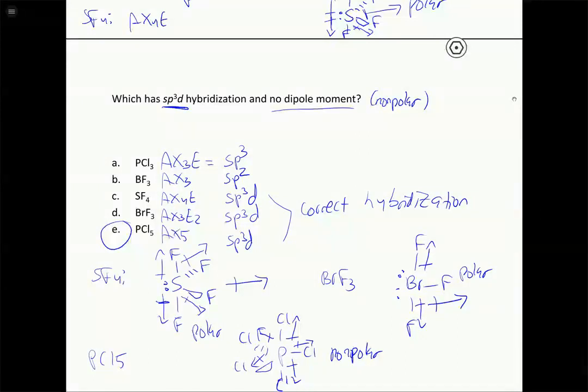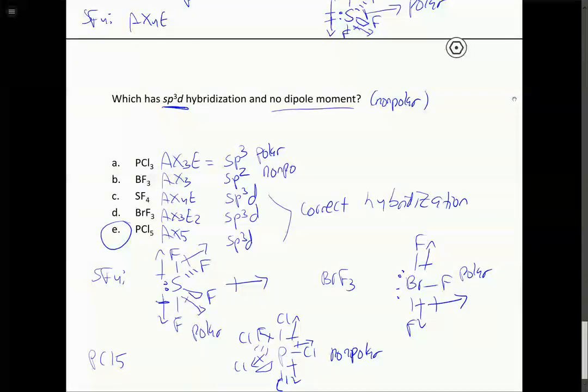So this is the only one that has the correct hybridization and is nonpolar. If we want to care about the polarity of these other two, this one is AX3E. It has 1 lone pair, so it's definitely polar. This one, AX3, no lone pair, so it's definitely nonpolar, but it's not the correct hybridization, which is why choice E is the only one that works out.